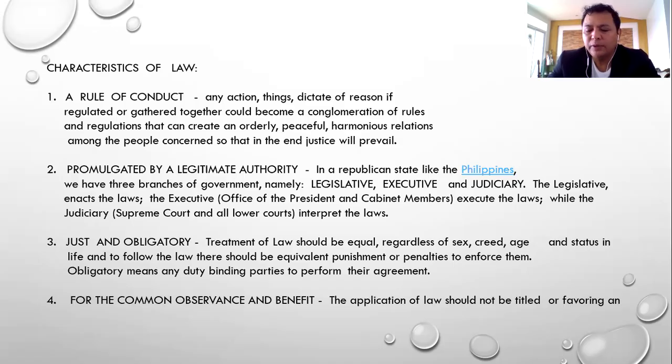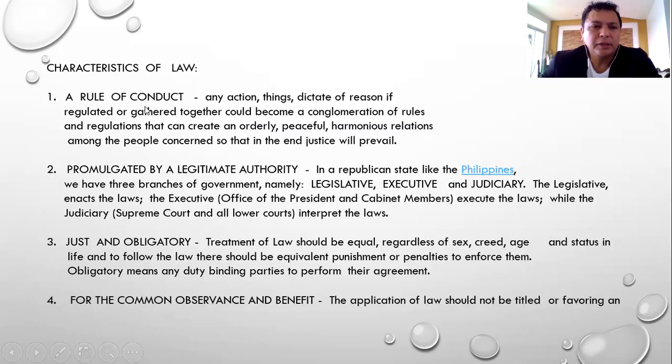Traffic laws are required to be strictly followed. Otherwise, you can involve yourself in an accident. So in every action that we do, it is governed by or regulated by laws. So it's a rule of conduct. And purposely, it is to create orderly, peaceful, harmonious relations among people concerned.